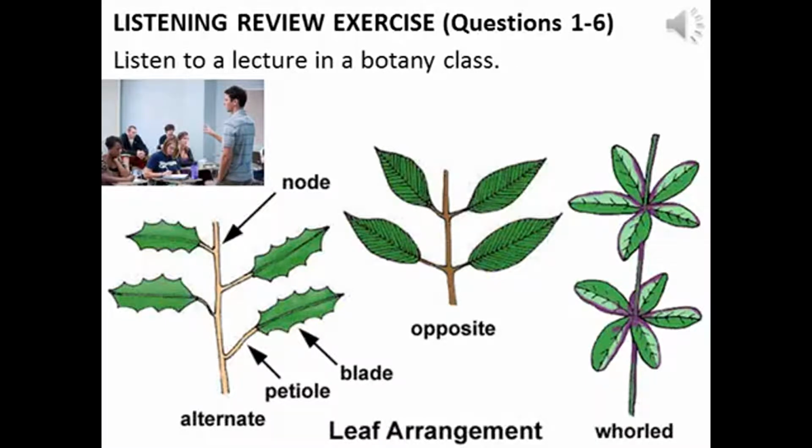You can see this type of leaf arrangement in the diagram. In this type of leaf arrangement, there's only one leaf at each node. And a node, by the way, is the spot where the leaf's attached to the stem.